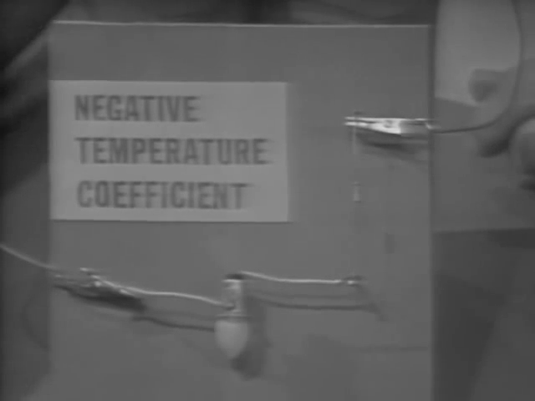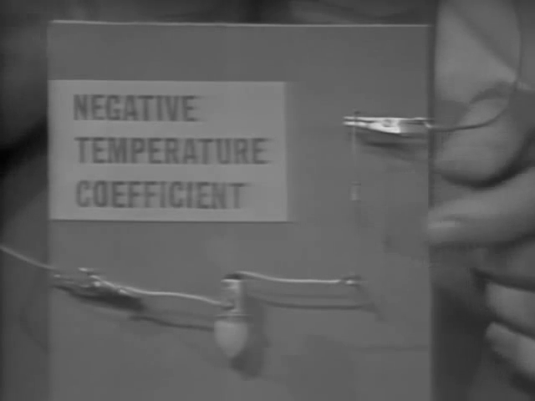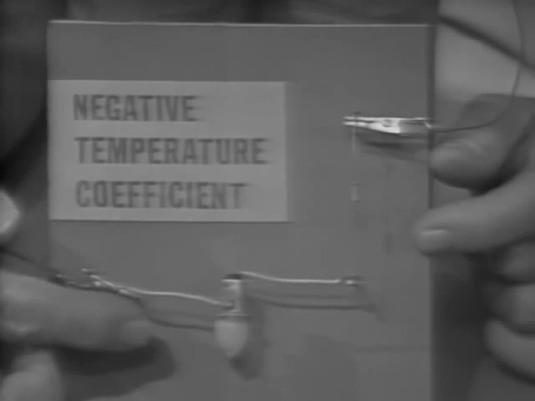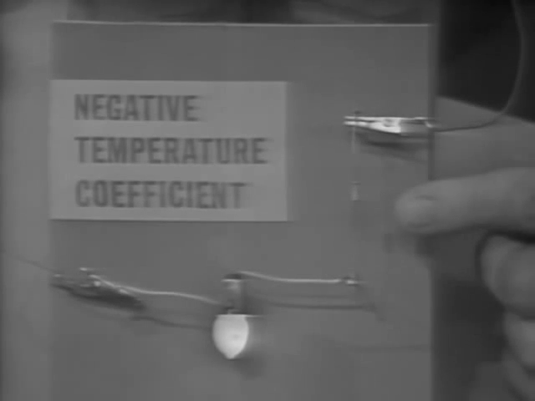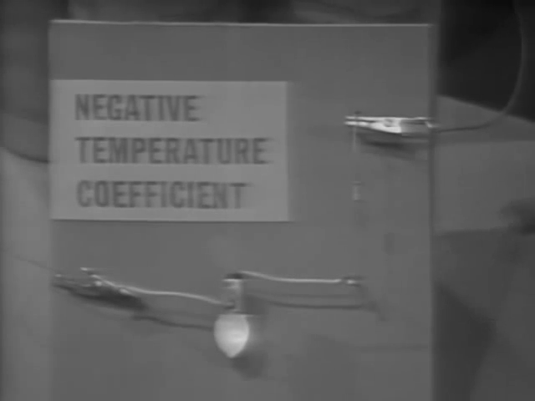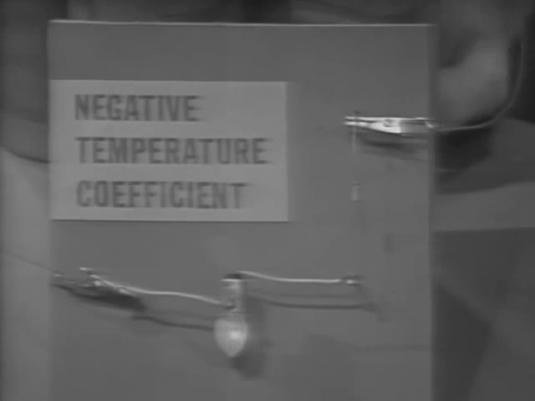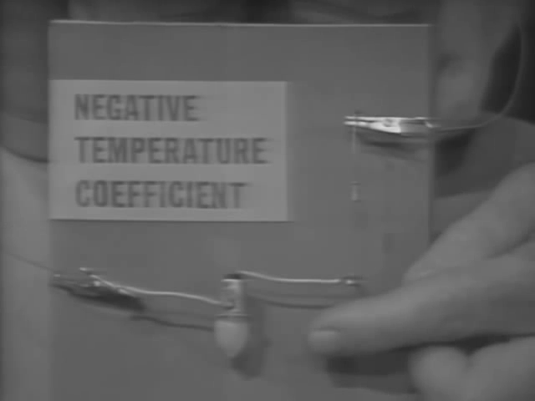As you can see, the bulb is out, indicating that the resistance of the germanium is so large that it prevents current through the bulb. Now, watch what happens when I apply heat to the germanium. Its resistance must have gone down because the current through the bulb increased. Now, watch the bulb, though, as the germanium starts to cool off. As it cools, its resistance goes back up, stopping the current through the bulb again.